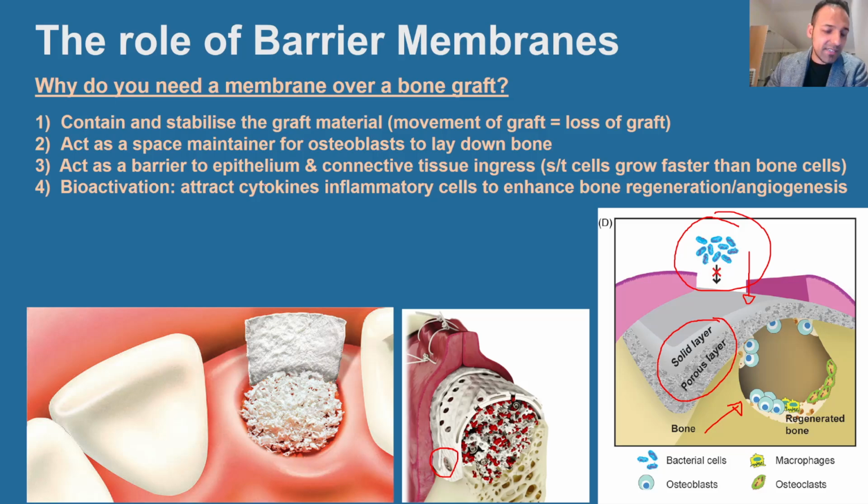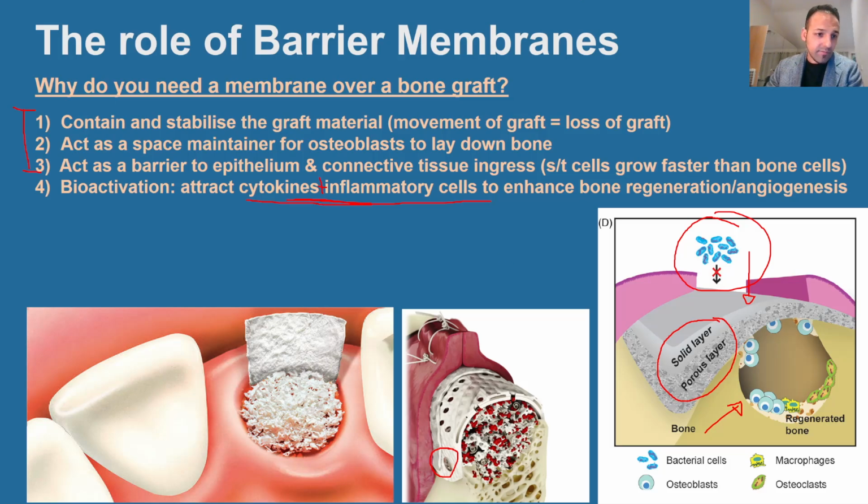We also got bioactivation, which is to attract cytokines and inflammatory cells to enhance bone regeneration or angiogenesis. So this is a more modern concept. Initially, when bone grafts were brought out, it was mainly these three that was known about, and then more recently, scientific studies have shown that actually laying a membrane down can attract these cytokines and inflammatory cells. So that should say cytokines and inflammatory cells to enhance bone regeneration and attract blood supply to the area.